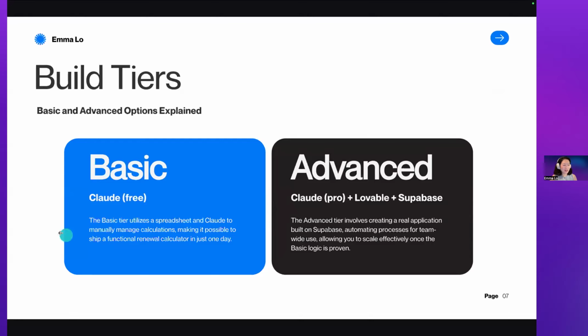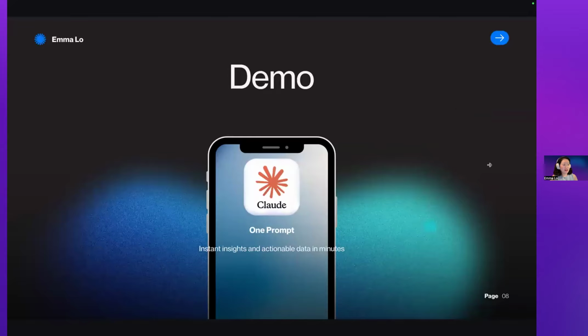The basic one is we're going to use Claude, the free version. We're going to use a CSV export of just the accounts that you manage, since it's easier for some people to just do a CSV export. Or we can do a little more advanced, which is actually building in Lovable, or even using Claude. So these are the two levels we're going to talk about today. I'm going to go into my demo.